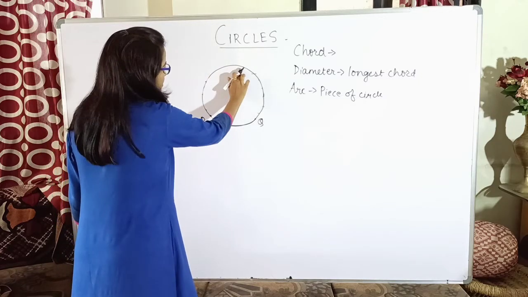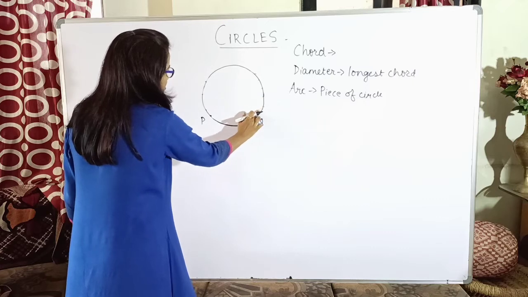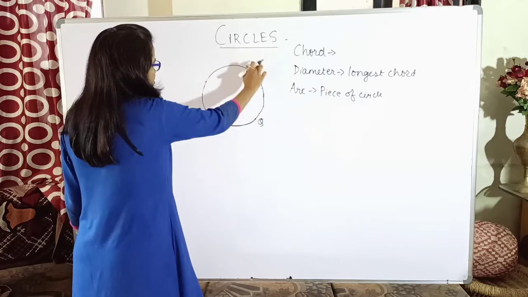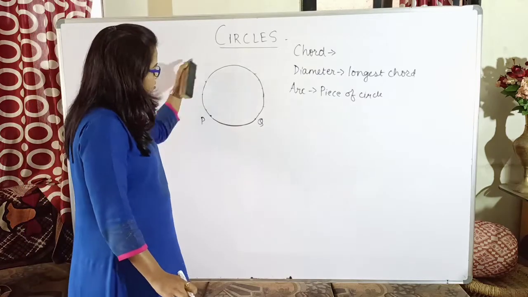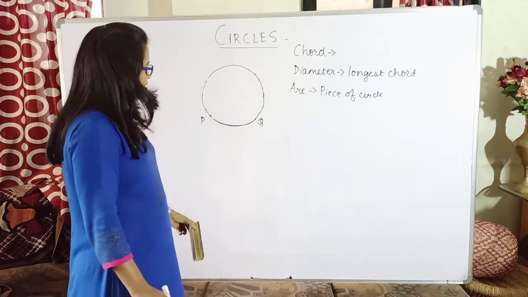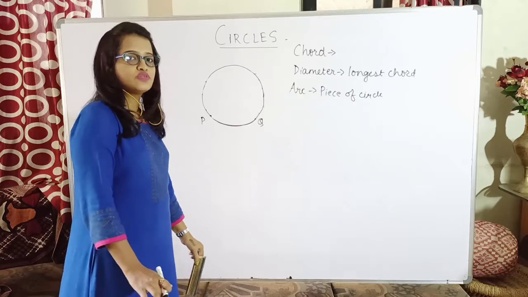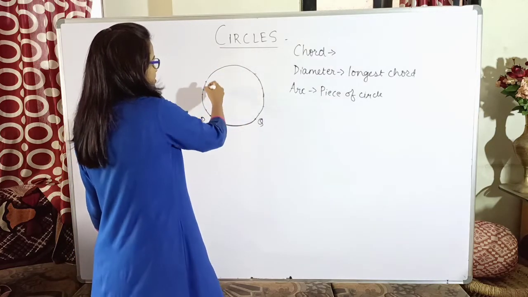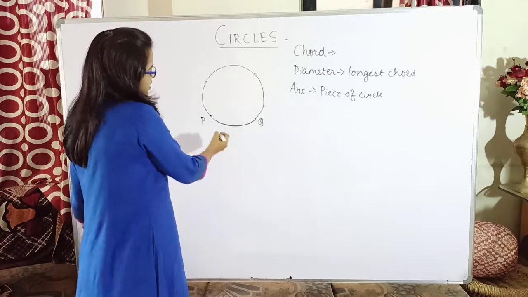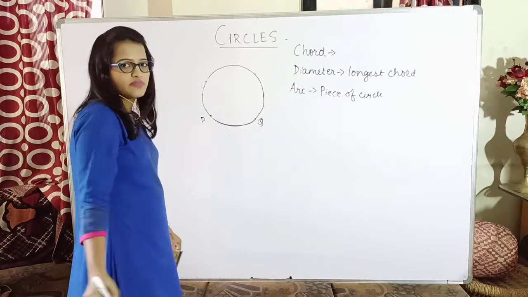If I look by the other side, on this side also, that is also a part of circle. So that is also called as an arc. But then how do we distinguish between the two arcs? The greater one is called as major arc, whereas the smaller part is called as minor arc.